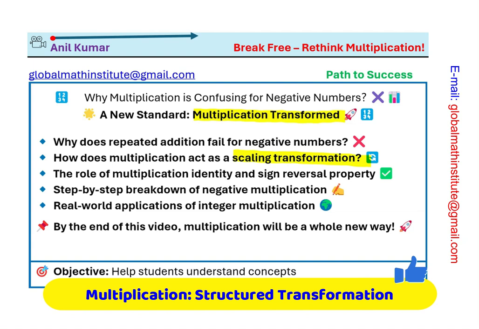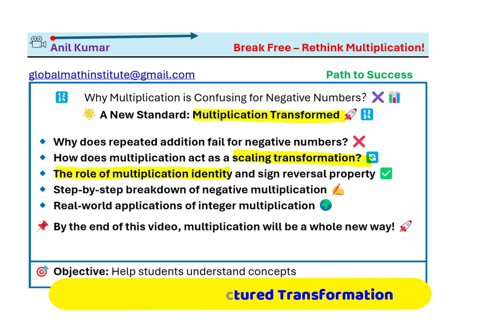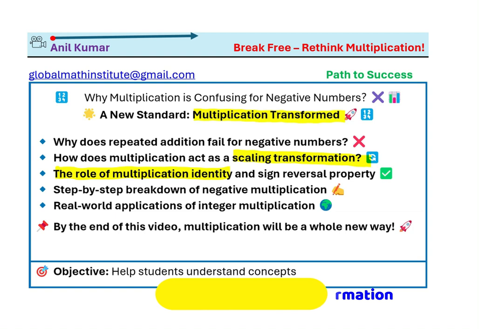When we are talking about this new approach of multiplication transform, the first point to understand is multiplication really is a scaling factor. When you multiply things, you scale them up, right? You enlarge them or you make them shorter. That is what it is. The second role is the role of multiplication identity. That means when you multiply by 1, it remains the same, because the scaling factor is 1. And the negative sign reversal means when you multiply by negative 1, the sign reverses.